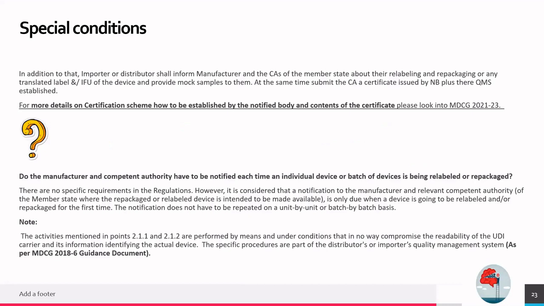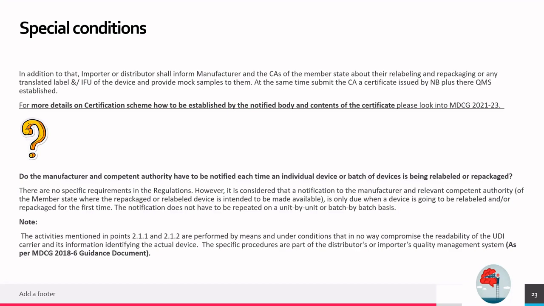So there are no specific requirements in the regulation. However, it is considered that a notification to the manufacturer and the relevant competent authority of the member state where the repackaging or relabeling of the device is intended to be made available should be made. It is only due when a device is going to be relabeled or repackaged for the first time. Okay, not every individual device you have to tell the competent authority. So the notification does not have to be repeated on a unit-by-unit or batch-by-batch basis.